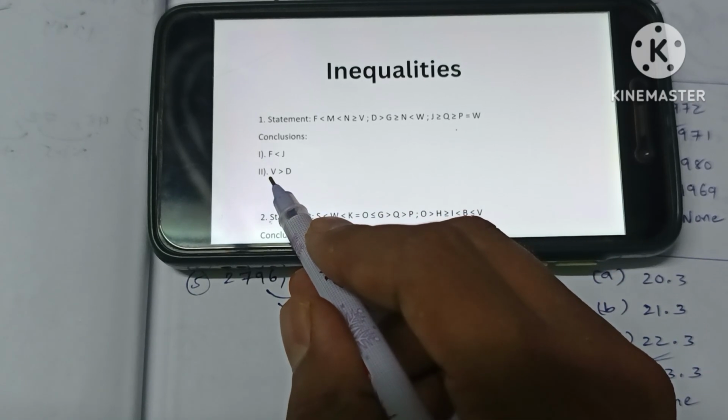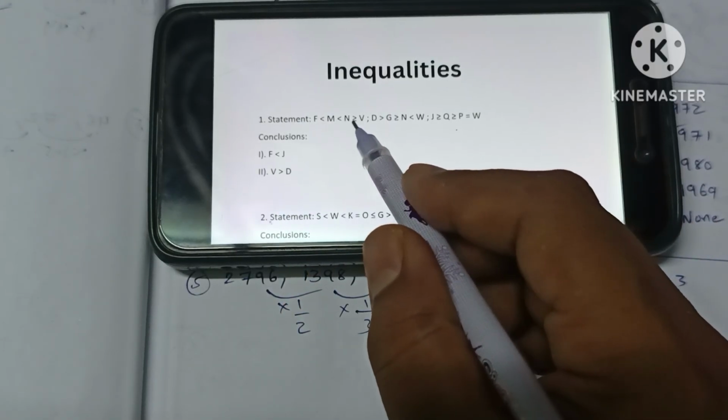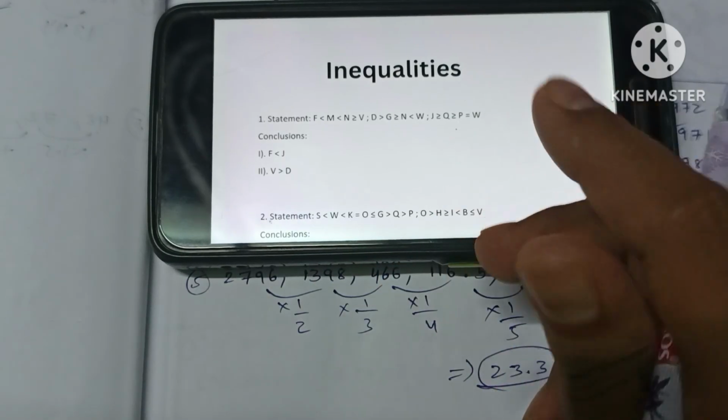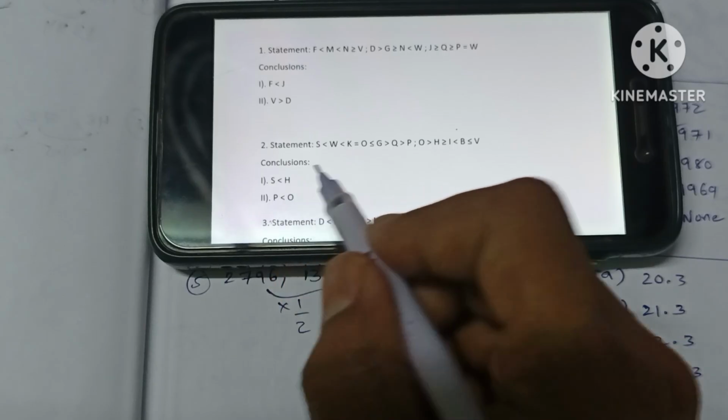The flow from V to D. Here from V there is no flow. So first one only true, second one will be false. Let's see the second question. The flow from H to S.